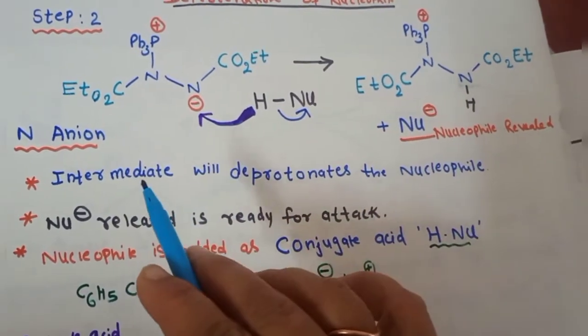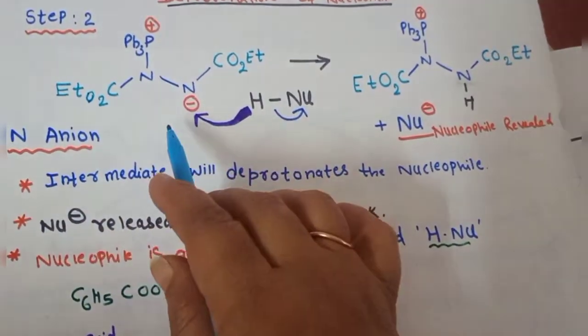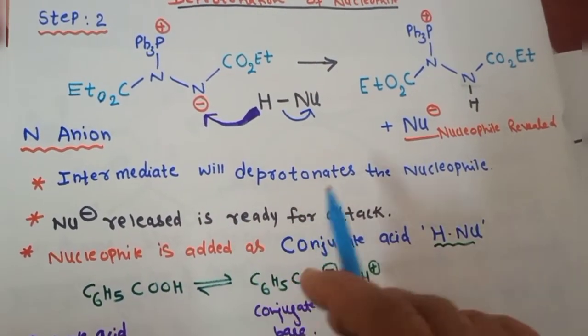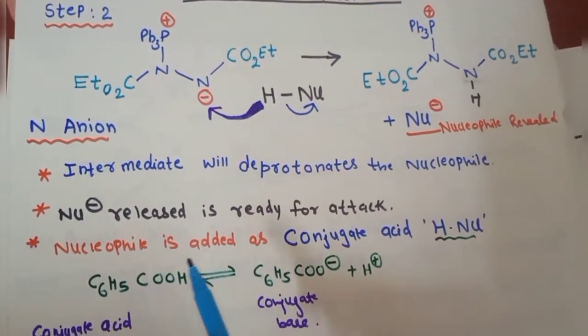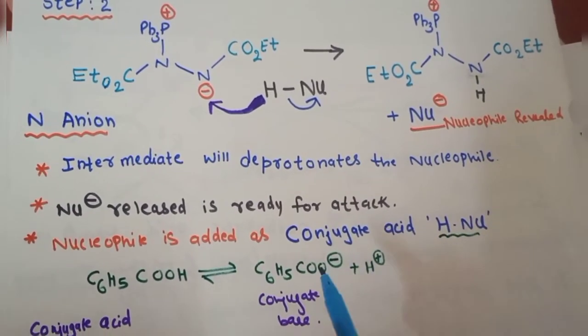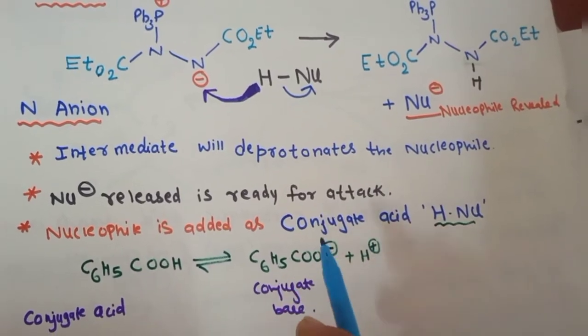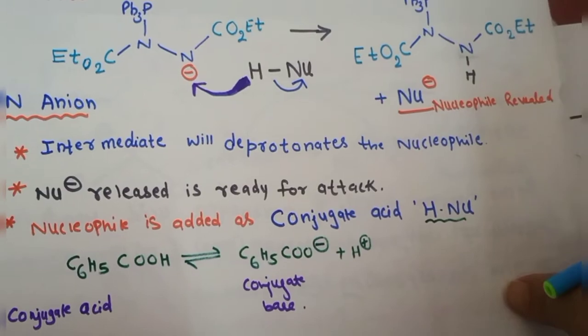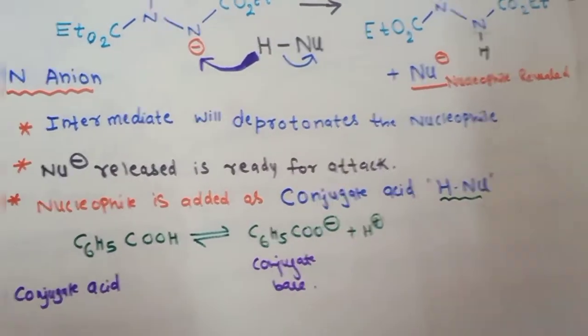So you can write it down. The intermediate nitrogen anion formed will deprotonate the nucleophile. The nucleophile released is ready for the attack, and HNu acts as a conjugate acid, meaning HNu is an acid here, and its conjugate base is our benzoate ion.